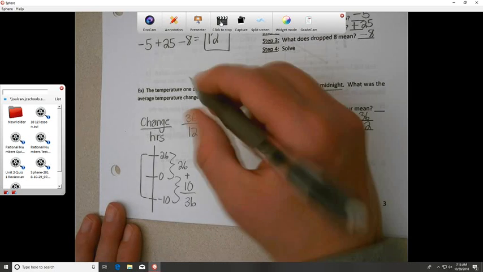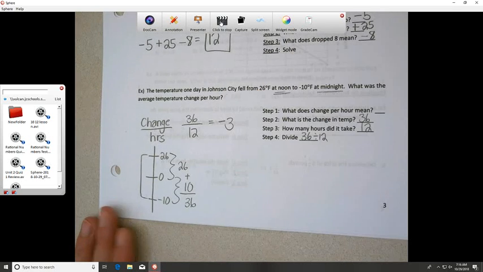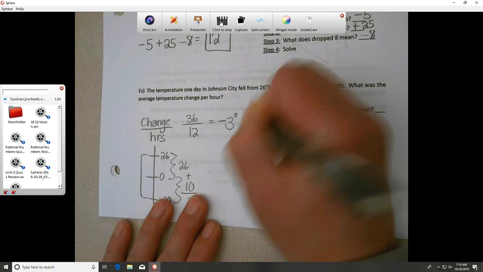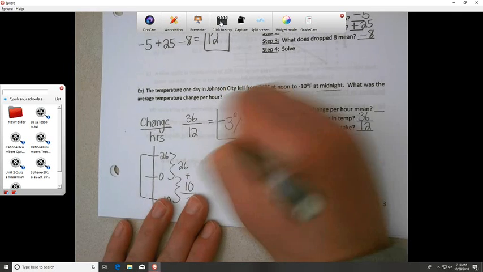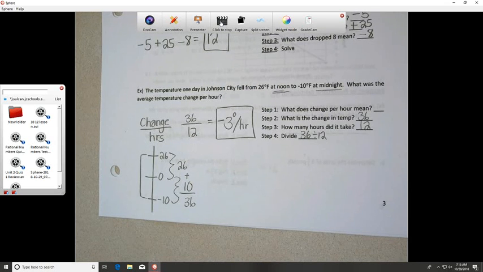10. So the change is negative. It's going down 3 degrees every hour. All right, so we're going to say it's negative 3 degrees per hour. The temperature is dropping 3 degrees per hour.